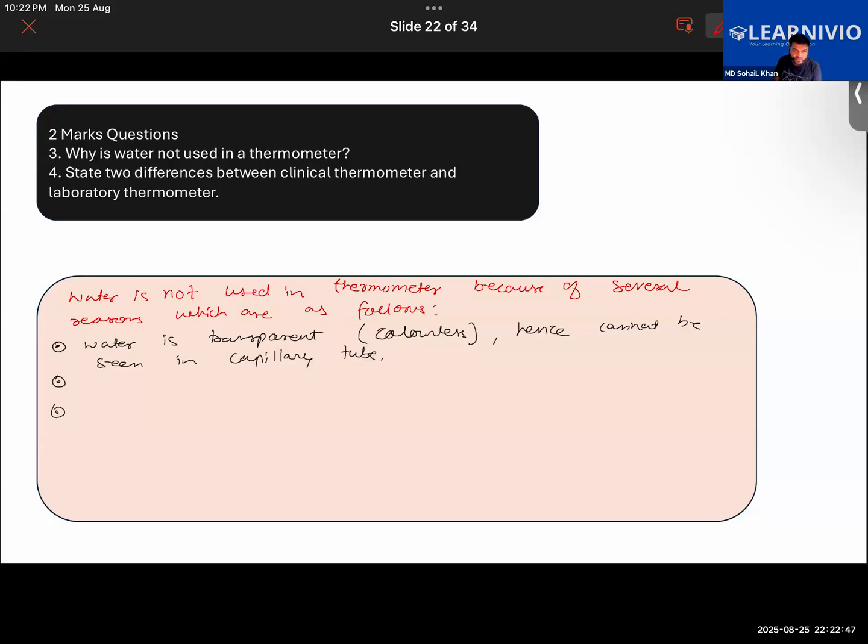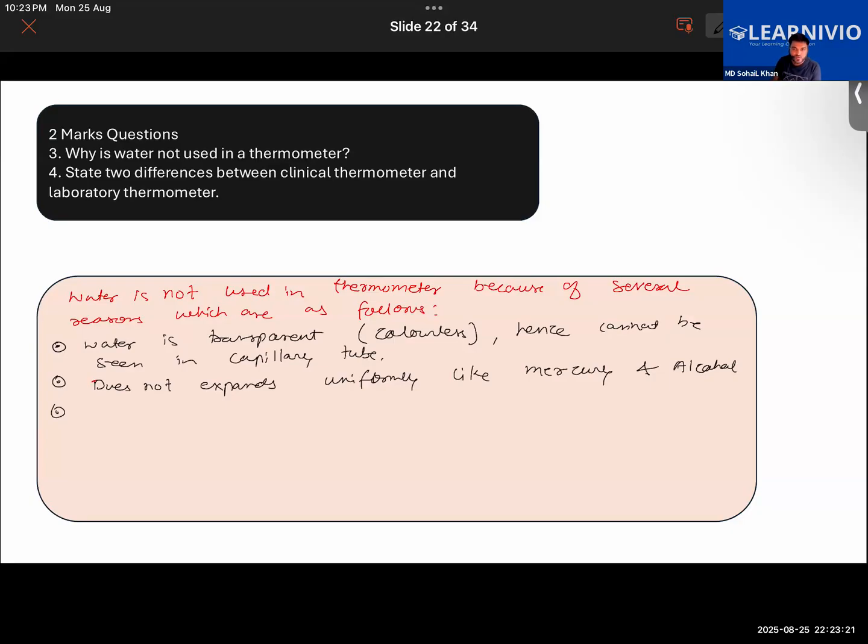Another problem is that it does not expand uniformly. It expands when freezing and contracts while heating, so it does not expand uniformly like mercury. Write it down quickly. Mercury and alcohol show a uniform expansion, so this irregularity in the expansion of water makes it unreliable for accurate measurement of temperature.